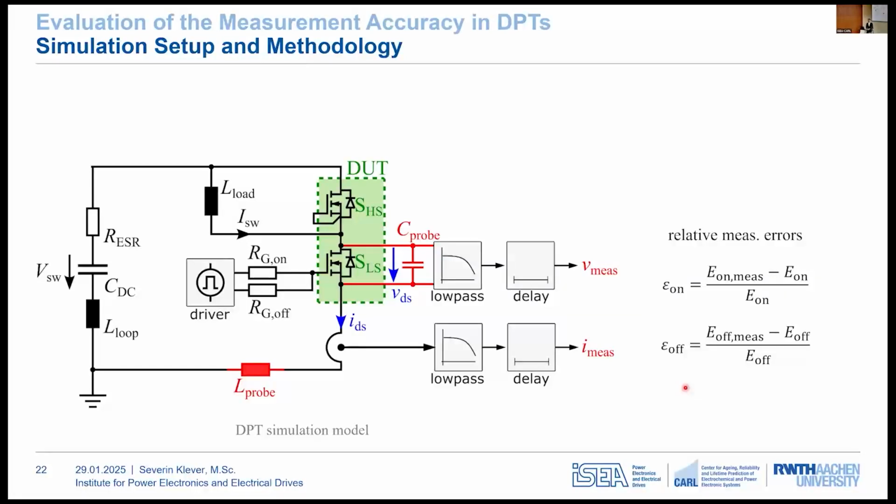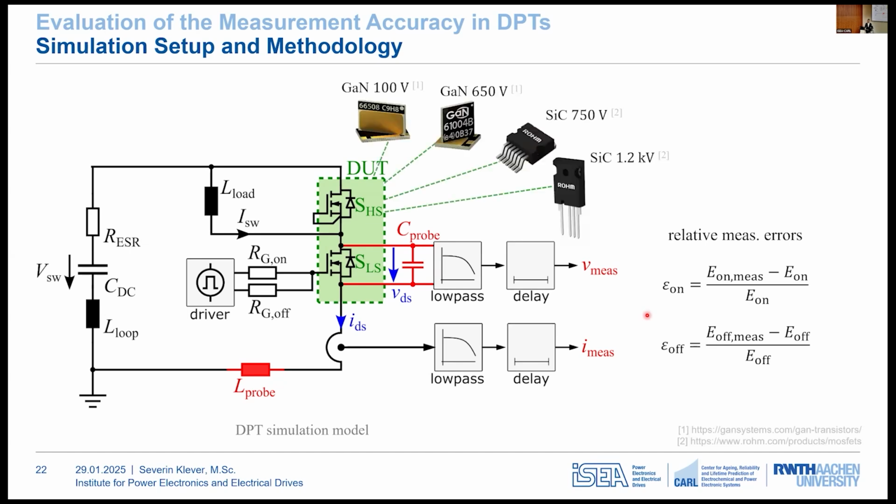To analyze these errors, I developed a simulation model you can see on the slide. The model includes the complete topology of the double pulse test with added parasitic elements, the detailed behavioral models of the switches, and modeling of the non-ideal probes. The voltage probe is modeled as a parasitic capacitor with a low-pass filter and a delay element, while the current probe is modeled as a parasitic inductance and similar transfer limitations. This allows us to evaluate the relative errors in the turn-on and turn-off energies of the DUT by comparing the ideal values, which you can see in blue, with the distorted values marked in red.